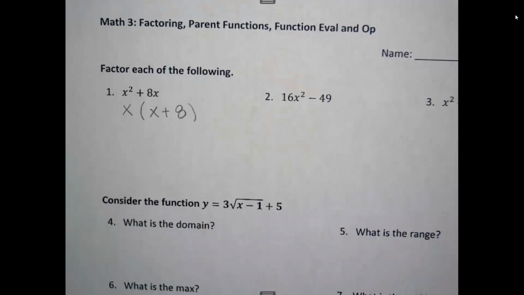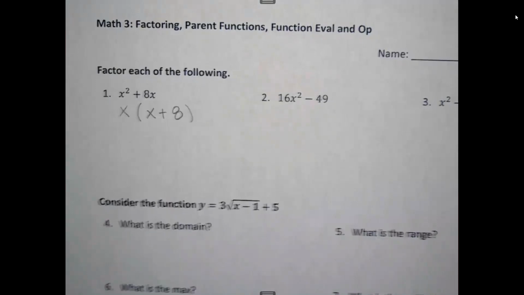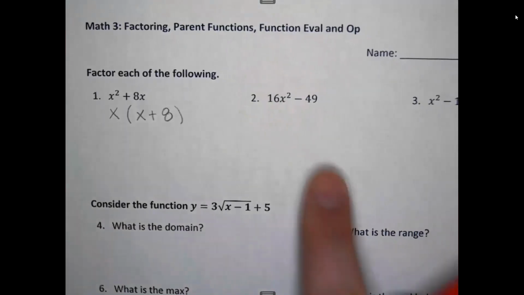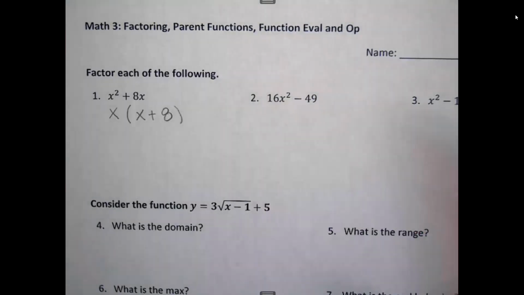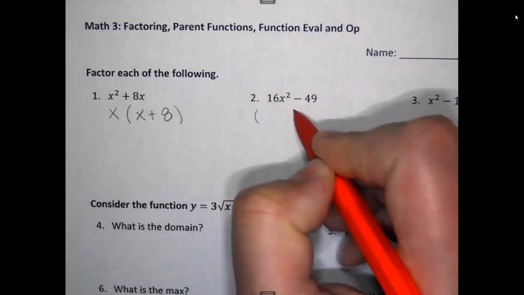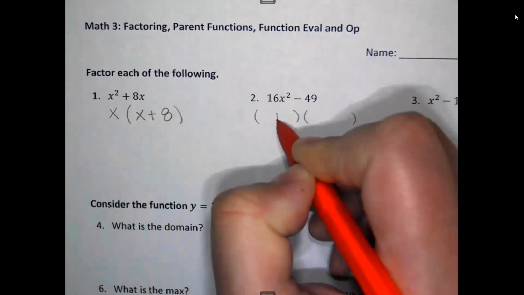Number two is what type of factoring problem? Not GCF. Square roots, right? Difference of squares. So it's two sets of parentheses. One has a plus and one has a minus.